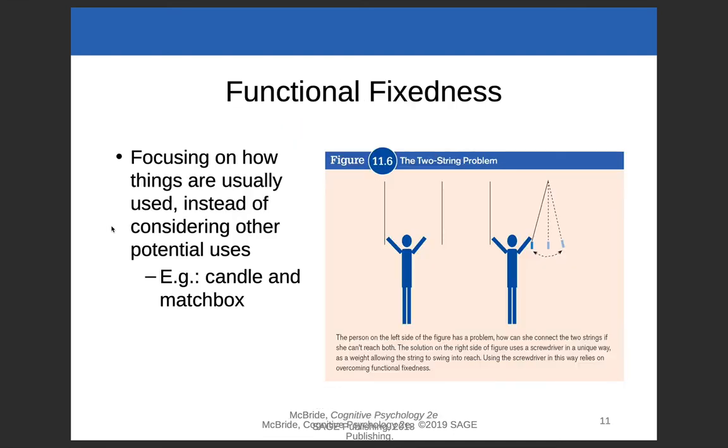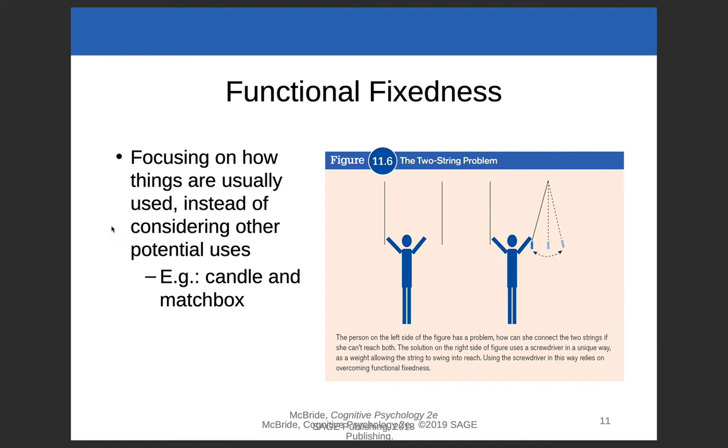The reason why it's kind of hard to see solutions to problems is due to this characteristic called functional fixedness. Functional fixedness is when you focus on how things are usually used while ignoring other potential uses. It's a very common barrier to our problem solving capability.